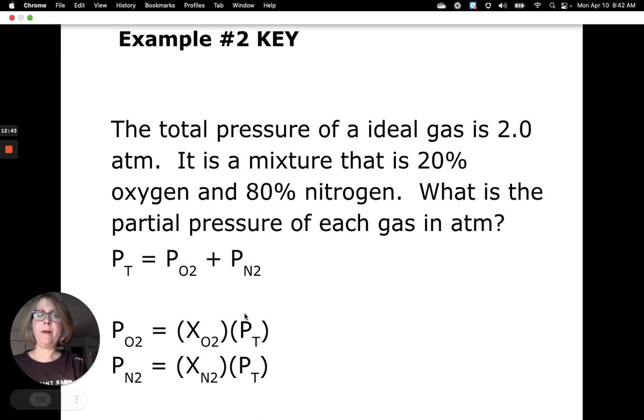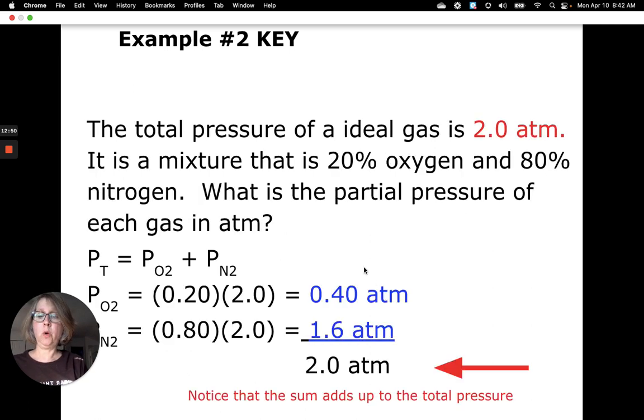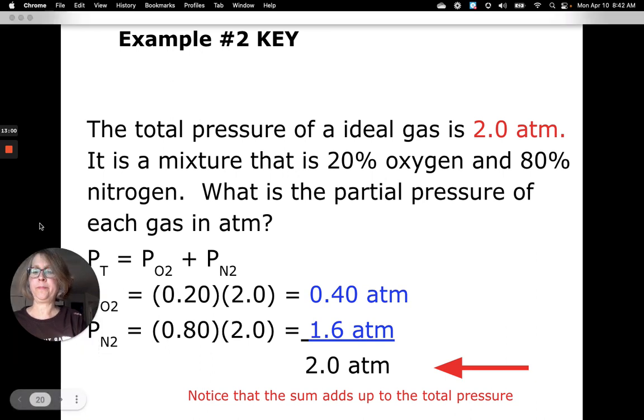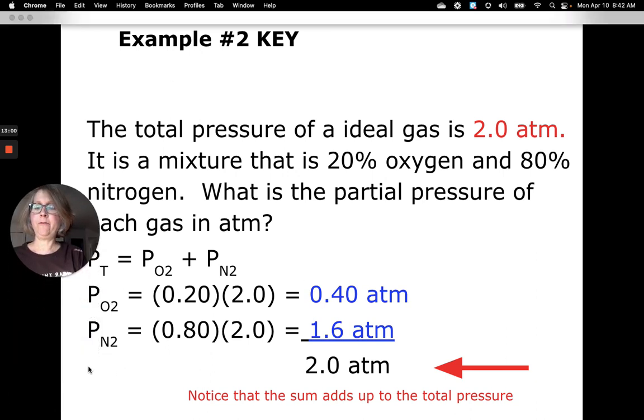And again, remember, how do you find 20% of a number? Well, you convert it to the decimal. So look at this. We've got 20% of 2, or 0.2 times 2 is 0.40 atmosphere. So that's the partial pressure of the oxygen. And the partial pressure of nitrogen, which is 80% of the total pressure, is 0.8 times 2, which is 1.6. And notice how the sum adds up to the total pressure.